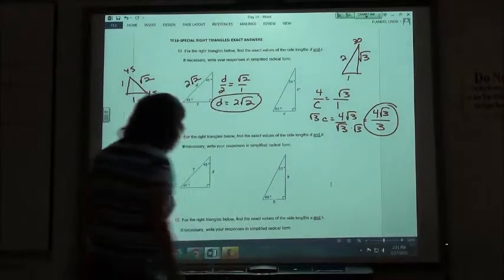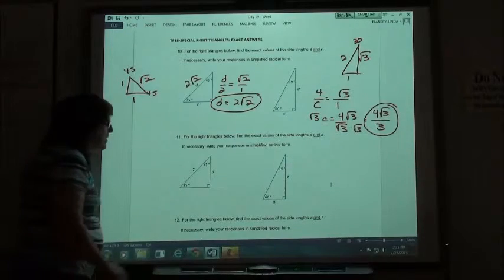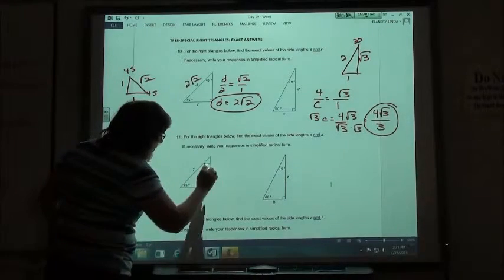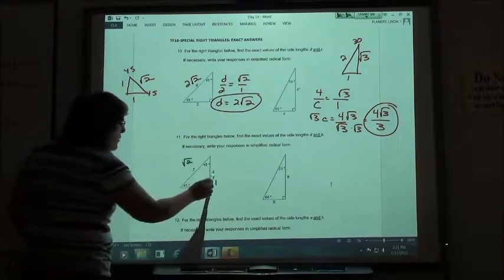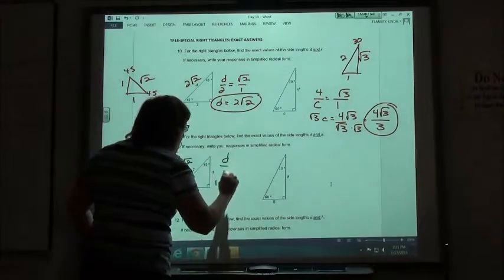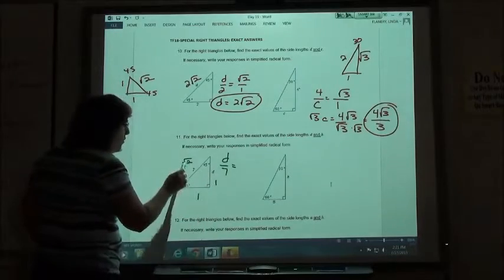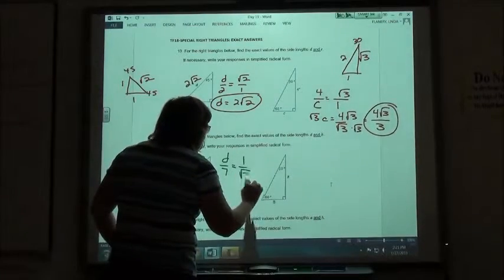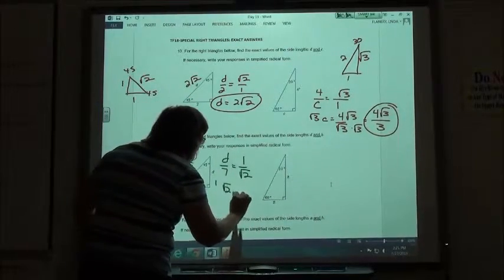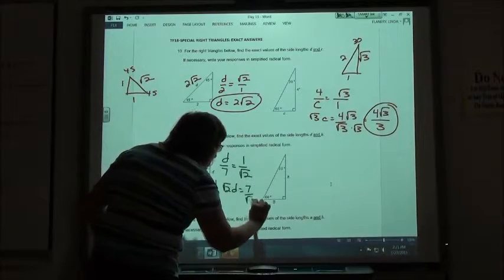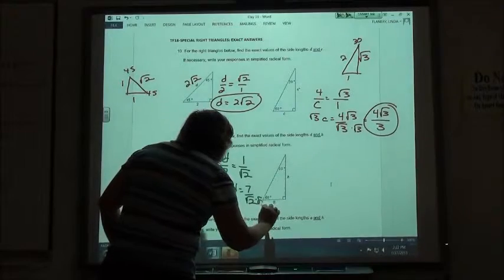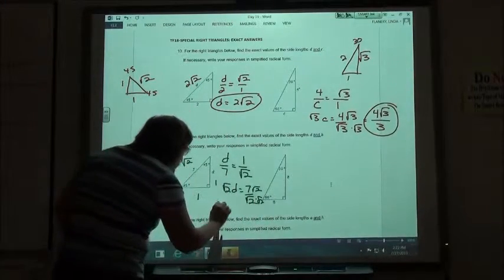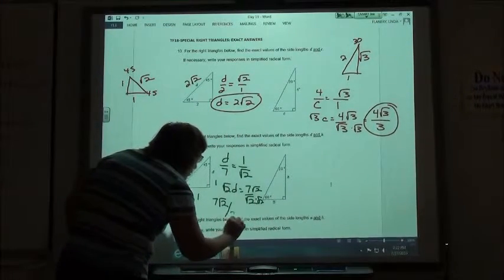So number 11, if I label these, this would be 1, this would be 1, this one's going to be the square root of 2. So d over 7 is going to equal 1 over square root of 2. So we're going to have the square root of 2d equals 7. We have to divide by the square root of 2. So when we rationalize, we get 7 square root of 2 over 2.